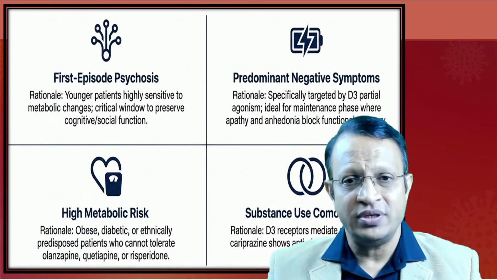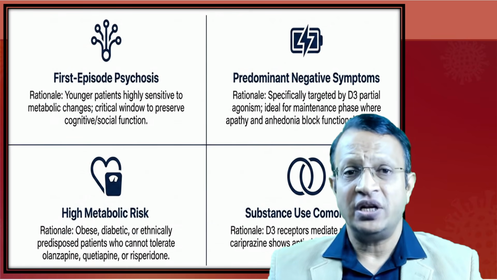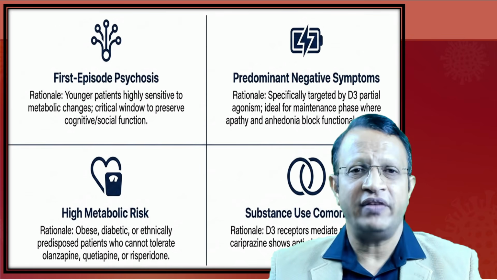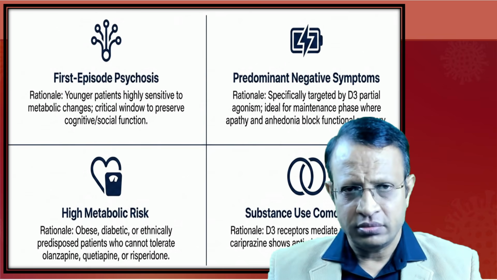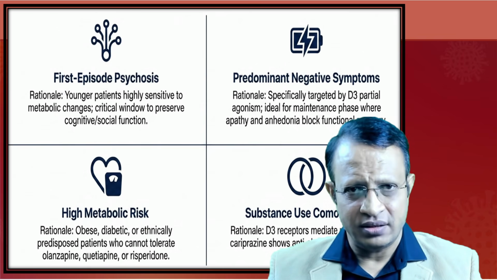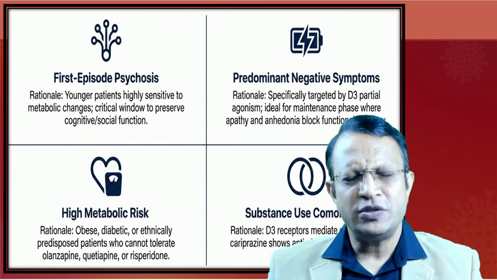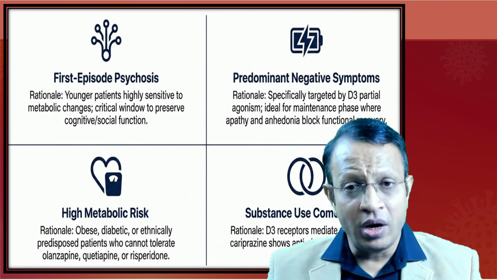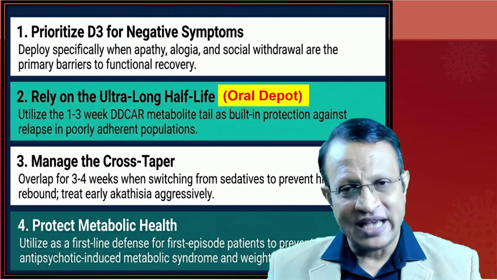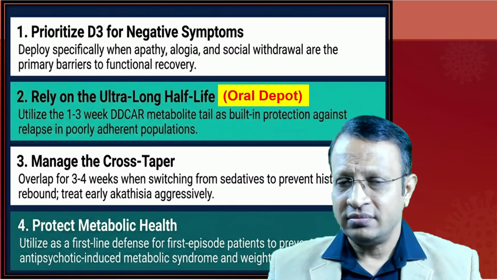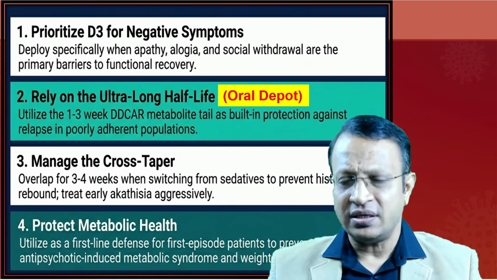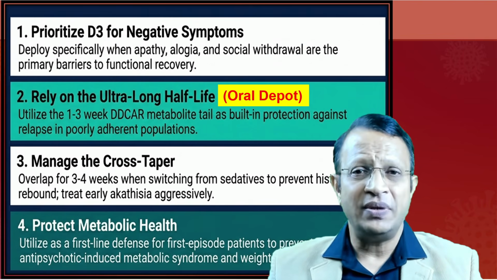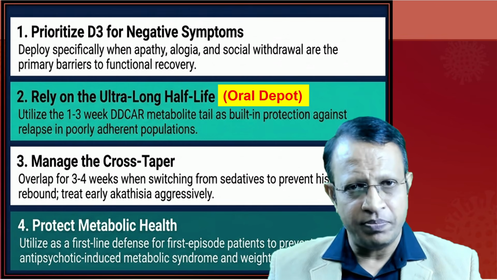Further, it acts on negative symptoms. So, especially in first episode psychosis, cariprazine can be given, especially in young patients, my dear friends, who are highly sensitive to metabolic changes. You can consider it. Further, if the patient has predominant negative symptoms, choose cariprazine. If the patient has comorbid substance use, again, choose cariprazine. Since D3 receptors are highly prioritized, for negative symptoms cariprazine is the best. If the patient has apathy, alogia, social withdrawal, choose cariprazine.